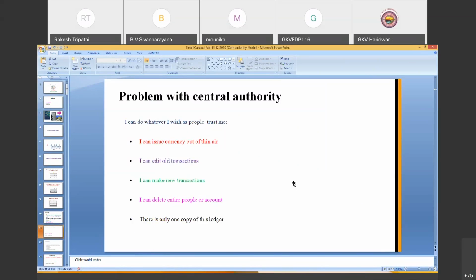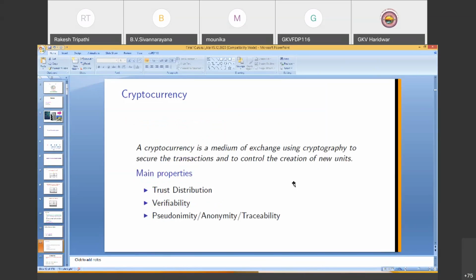Authority that they can issue a currency out of thin air, they can edit old transactions, they can make new transactions, they can delete your information, and there's only one copy of this ledger. So cryptocurrency started. So what is cryptocurrency? Cryptocurrency is again a medium of exchange using cryptography to secure the transaction and to control the creation of new units. Like in our system, in fiat currency, this paper note is called fiat currency. So who is actually printing these notes? RBI is printing these notes. So if you want to start a new cryptocurrency, then again you have to take care of how it will be created, how it will be distributed among participants, and then it will become a medium of exchange.